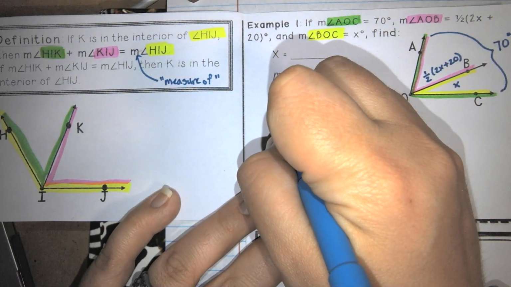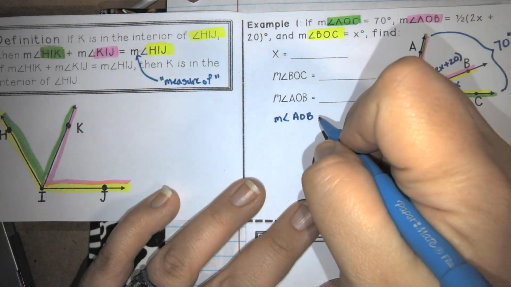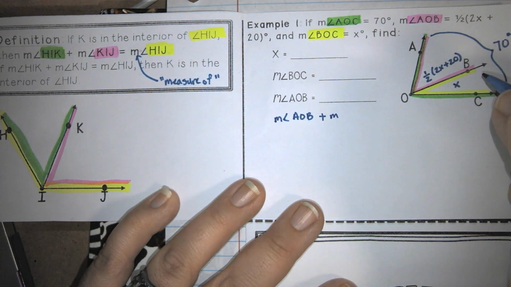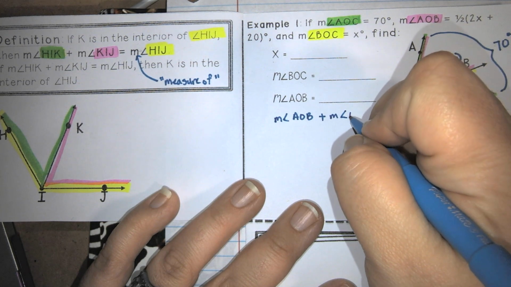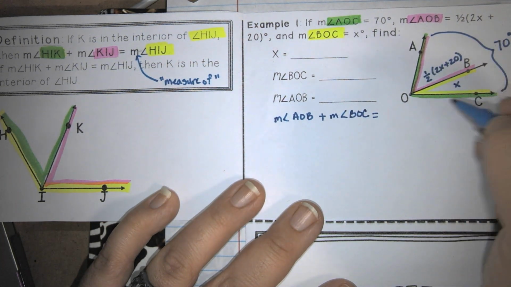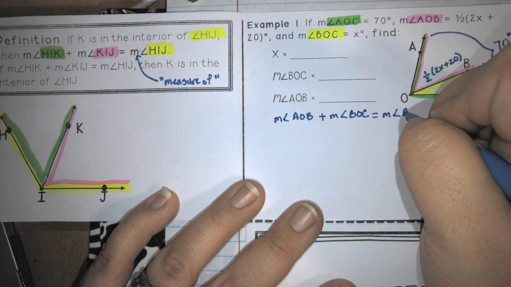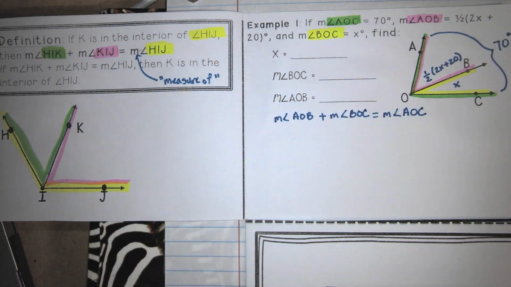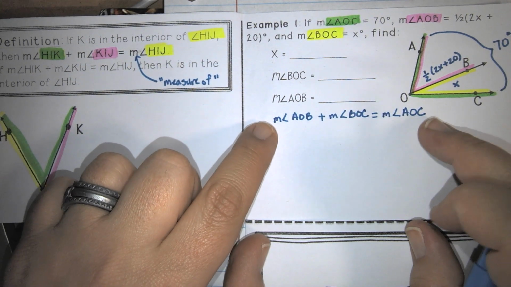So the measurement of angle AOB, that's the pink one. If I add that to the measurement of this small yellow one, which is BOC, it should equal the measurement of the whole angle, which is AOC. So that's our letter equation, kind of like how we were doing the segment addition equation. There's our angle addition equation. So that would be like our criterion C communication piece.